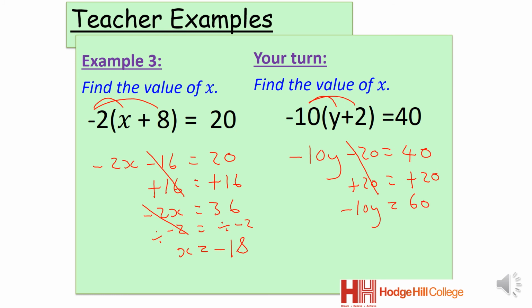What do I get rid of? The minus 10 by dividing by minus 10. Let's divide by minus 10 on the right also. Remember to cross it off. We're left with y on the left, and 60 divided by minus 10. Well, 60 divided by 10 is 6. A plus and a minus in my negative number rulebook becomes a minus. So my answer is minus 6.